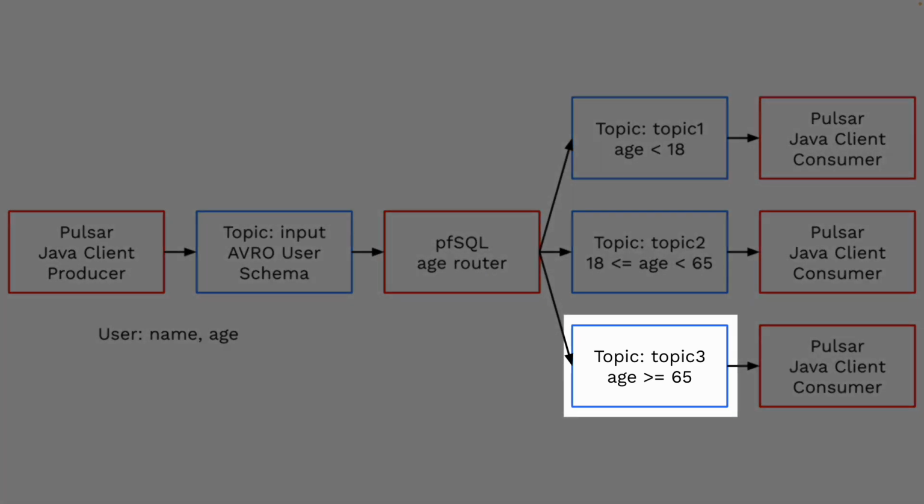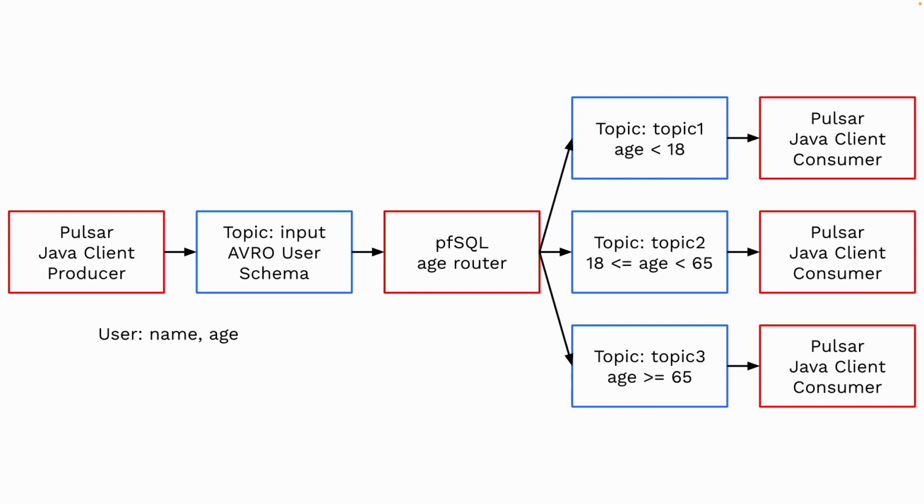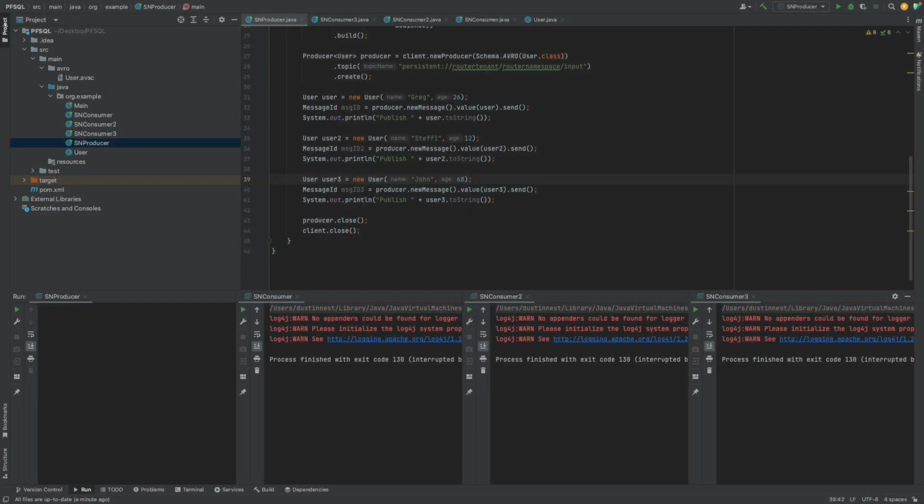And then eventually, different Pulsar Java clients will be able to consume only the messages that are relevant for the age group that they are to process. Here I have a Pulsar Java Client producer, and I'm going to produce 3 messages to my input topic to pfSQL. The first is a user object for Greg with age 26. Then there's Steffi with age 12 and John with age 68. With these ages, we should end up with 1 message routing to each of our 3 output topics.